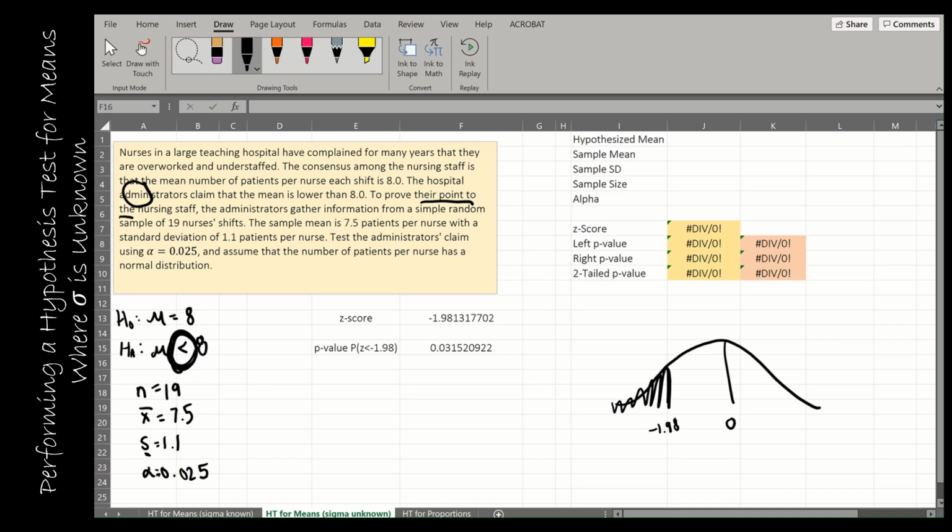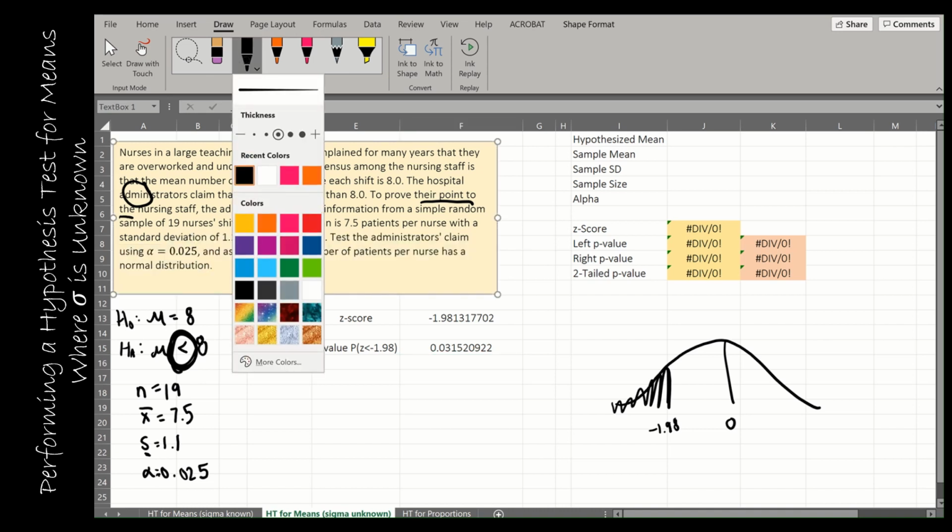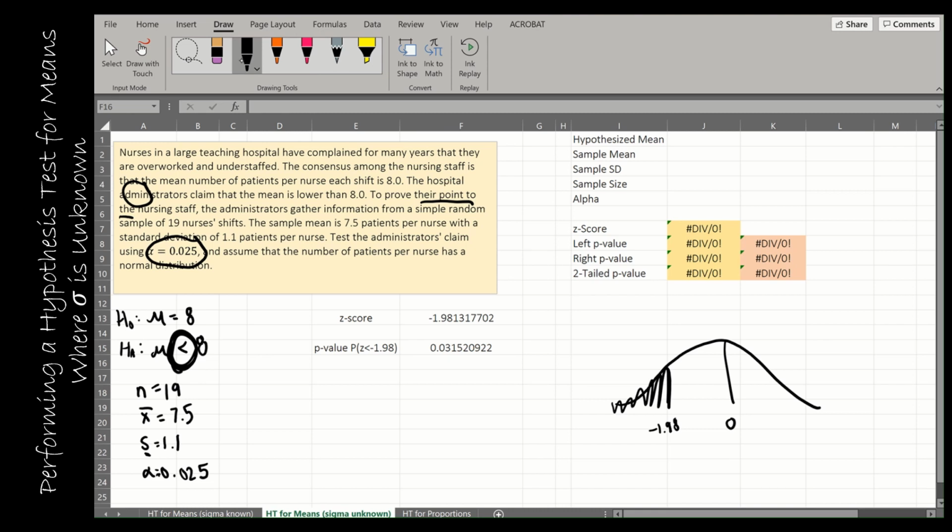Well, it all is based on alpha. Because we have an alpha of 0.025, remember that I said if p is less than alpha, we reject. Well, in this case, p, 0.0315, is greater than 0.025. P is greater than alpha. So that means I have to fail to reject. That is the conclusion: fail to reject.